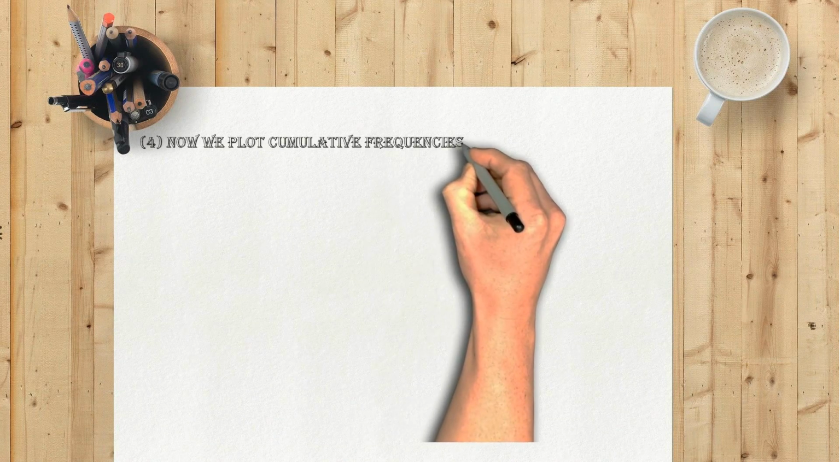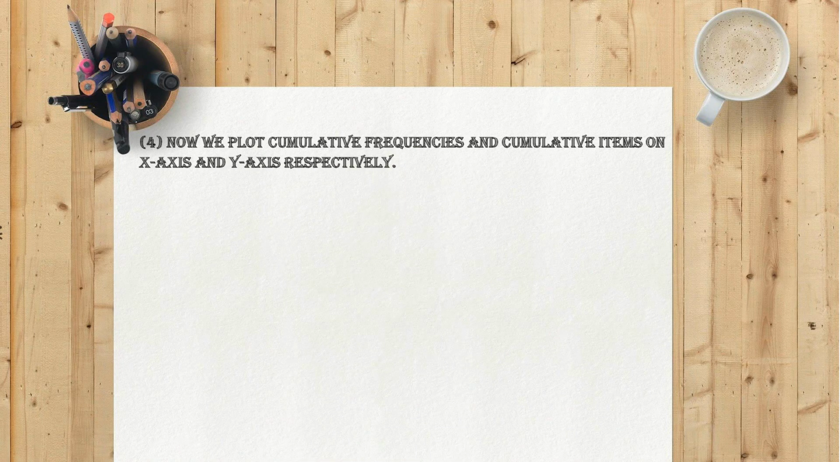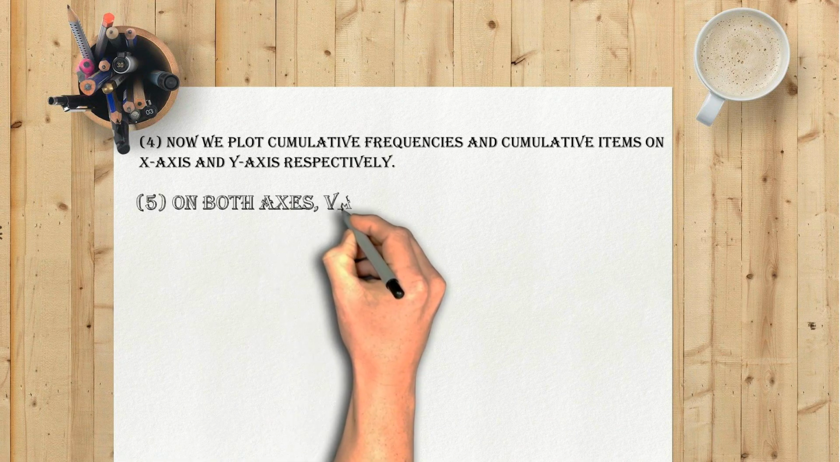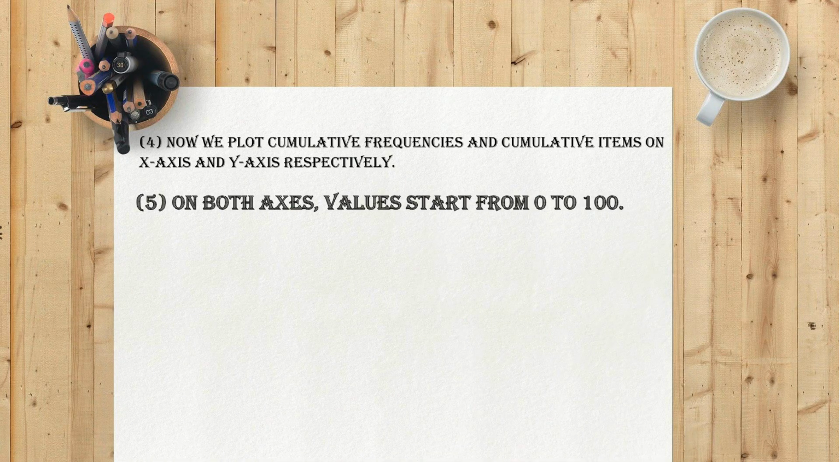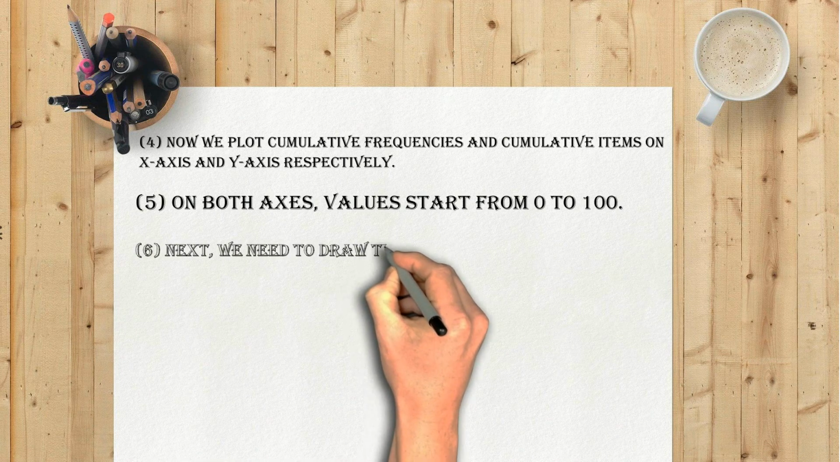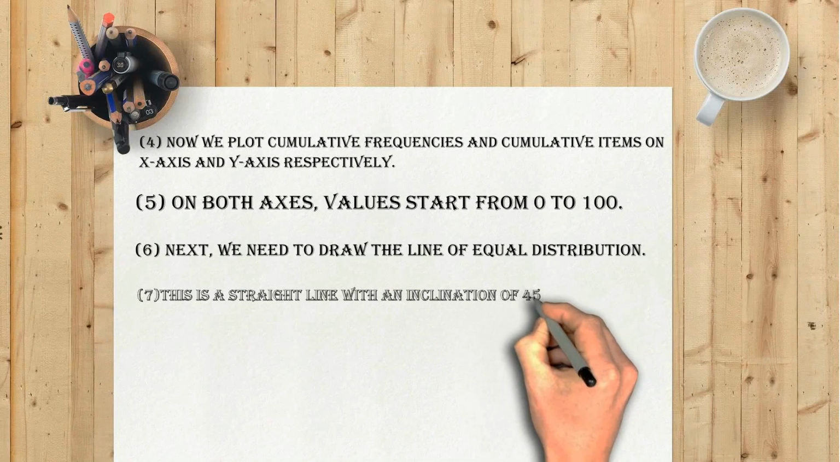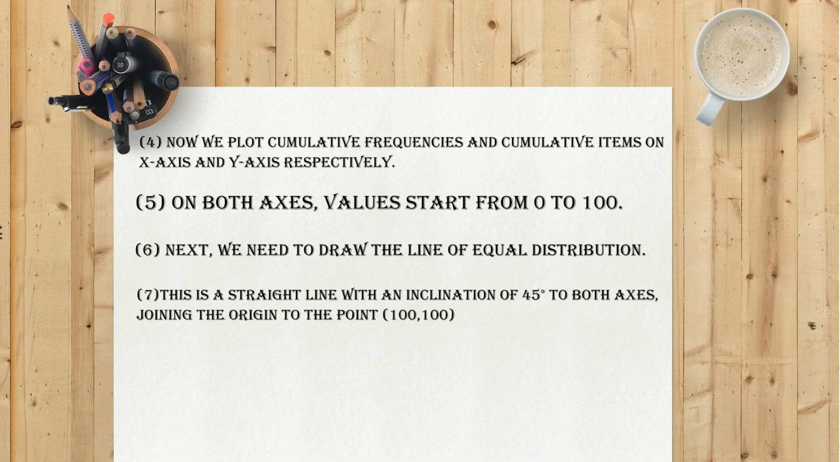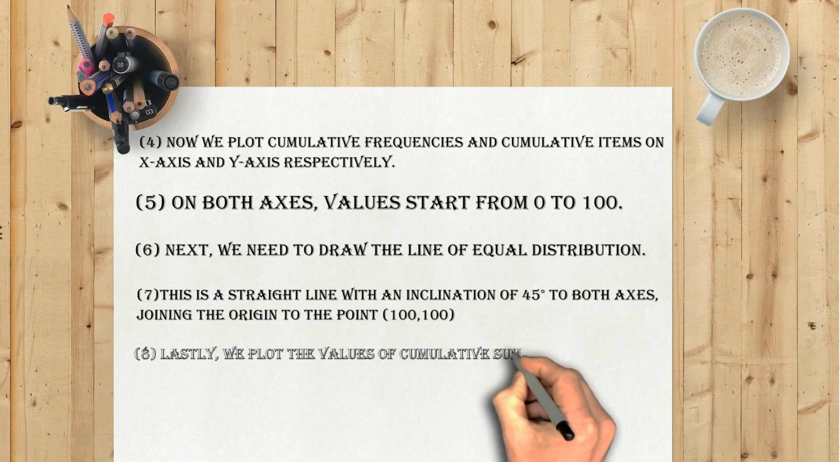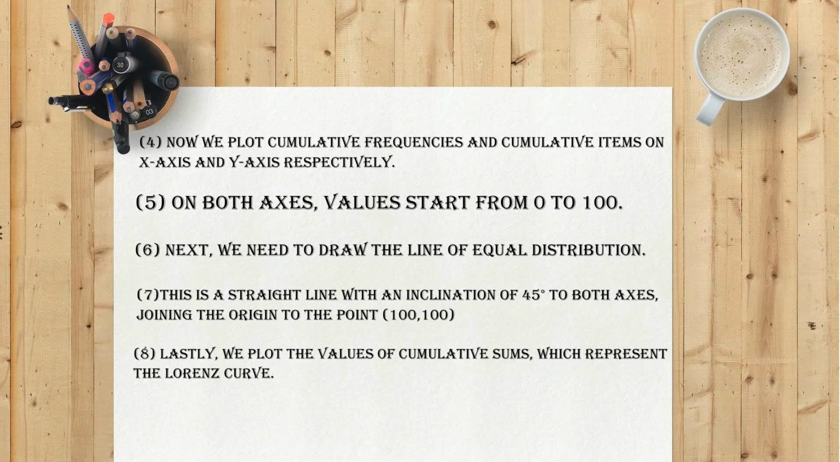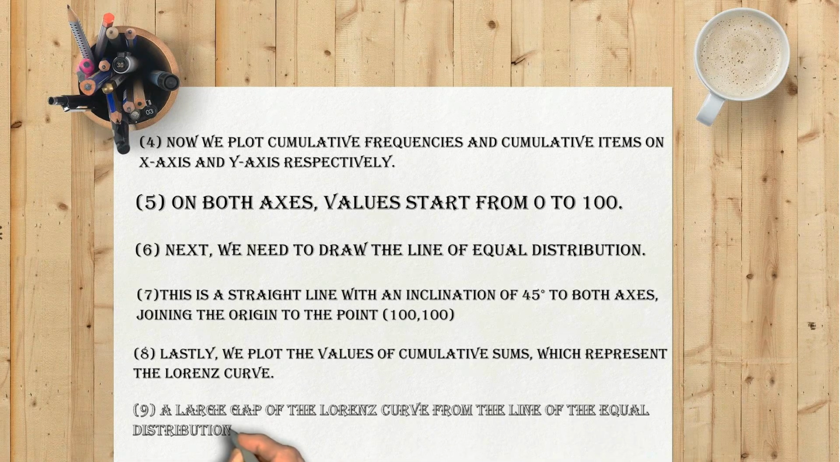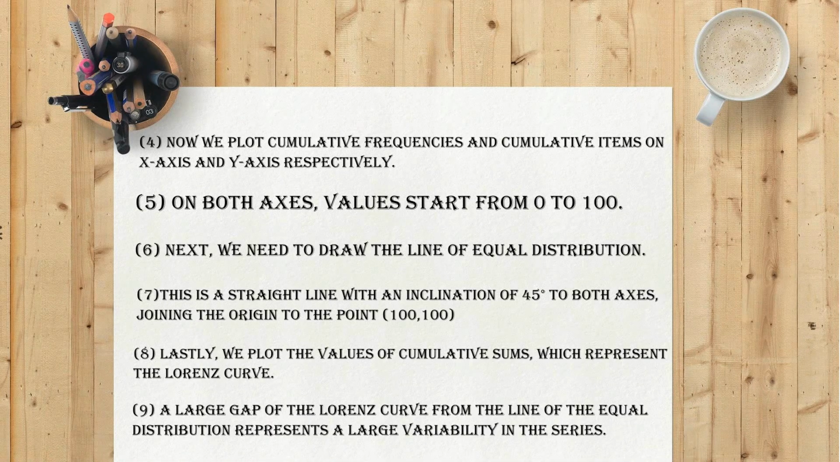Now we plot cumulative frequencies and cumulative items on x-axis and y-axis respectively. On both axes, values start from 0 to 100. Next, we need to draw the line of equal distribution. This is a straight line, with an inclination of 45 degrees to both axes, joining the origin to the point 100, 100. Lastly, we plot the values of cumulative sums, which represent the Lorenz curve.